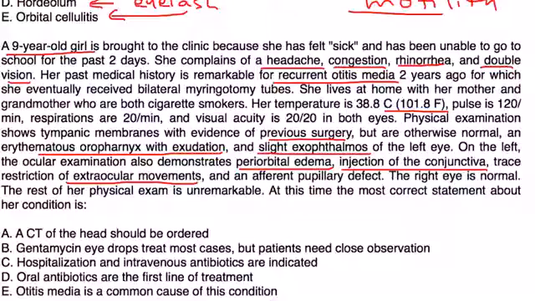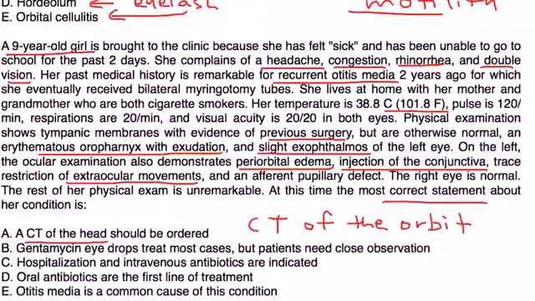At this time, the most correct statement about the condition is, alright, let's go through this. A CT of the head is not really appropriate for orbital cellulitis. You have to do a CT of the orbits. So that's a little bit of a trick there. Gentamicin eye drops: orbital cellulitis is not treated with eye drops. There's no value in that whatsoever, so that's gone. Hospitalization and IV antibiotics: absolutely. That is the correct answer. But let's just keep going. Oral antibiotics: no. Can't do oral antibiotics. Too severe.